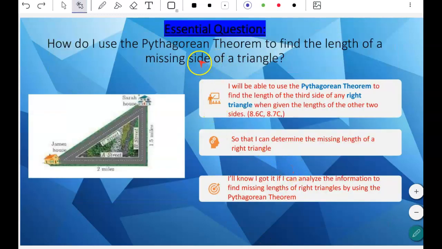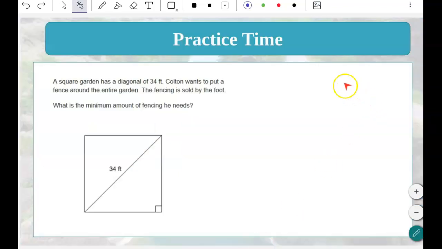All right, so essential question: how do I use the Pythagorean theorem to find the length of a missing side of a triangle? I will be able to use the Pythagorean theorem to find the length of the third side of any right triangle when given the lengths of the other two sides, so that I can determine the missing length of a right triangle. I'll know I got it if I can analyze the information to find missing lengths of right triangles by using the Pythagorean theorem. We'll just jump into some practice because we've already gone over the Pythagorean theorem in the previous lessons. So here's an example.